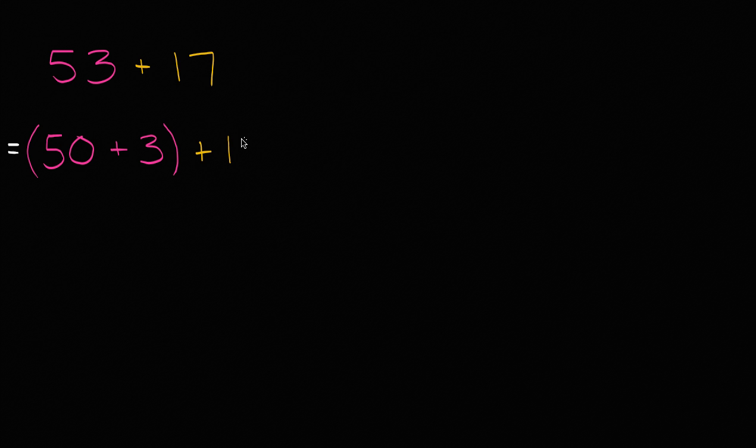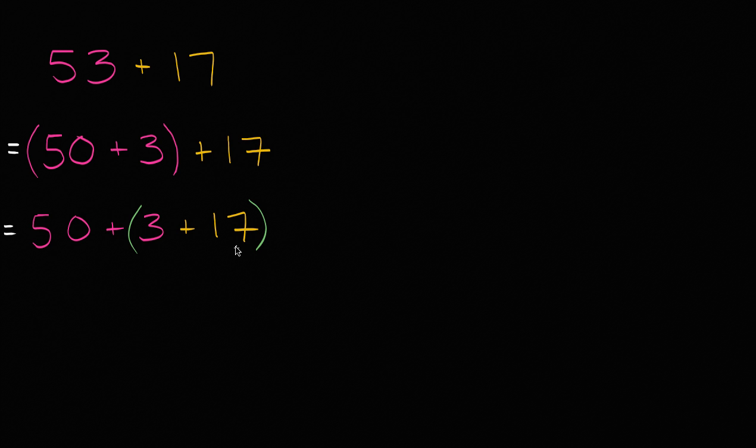Now, I could just add the 50 plus 3 first and then add the 17 and I would just get back there. But we want to figure out what this whole thing is. So I could rewrite this. This is the same thing as 50 plus 3 plus 17. And I could do the 3 plus 17 first. So here I'm doing the 50 plus 3 first. I have those in the parentheses. Here I'm doing the 3 plus 17 first.